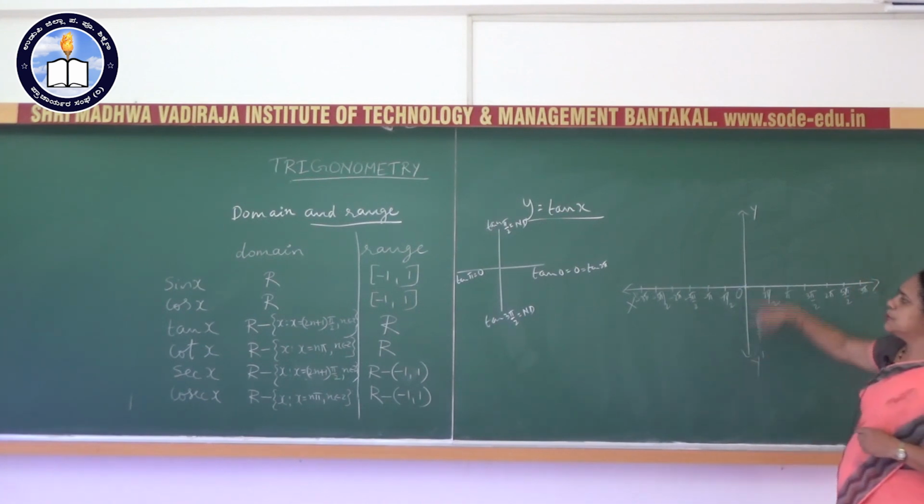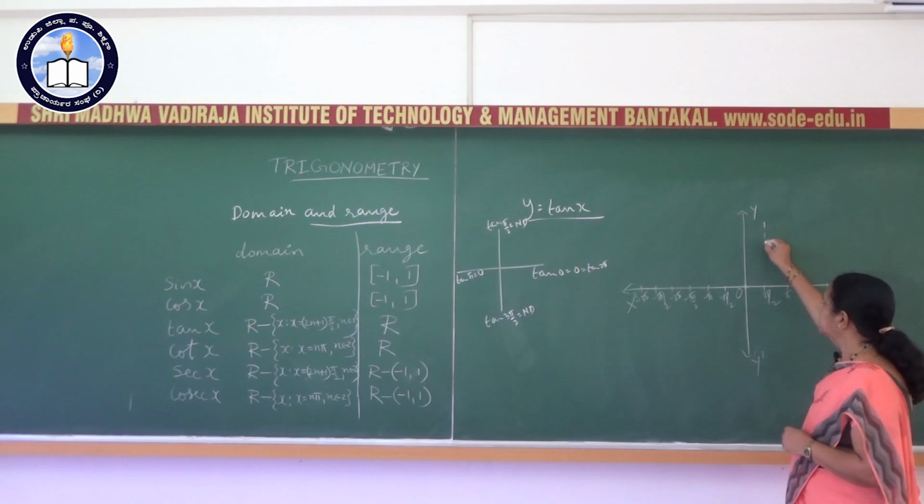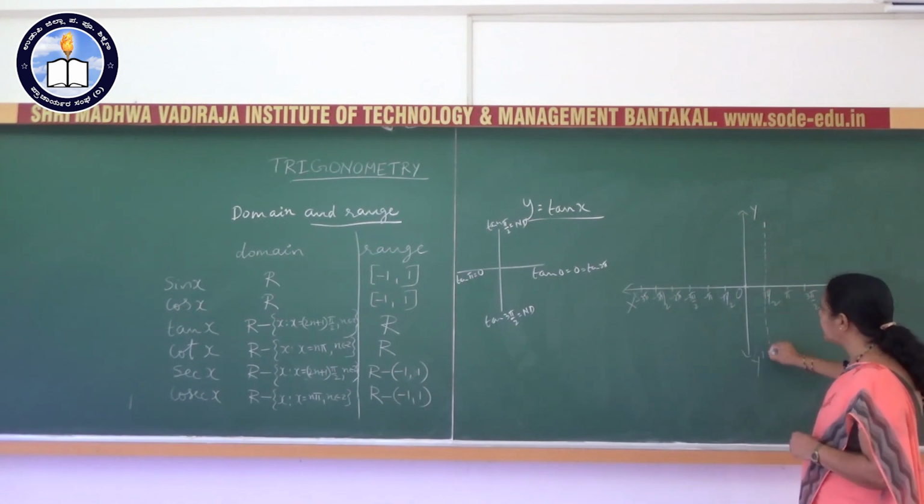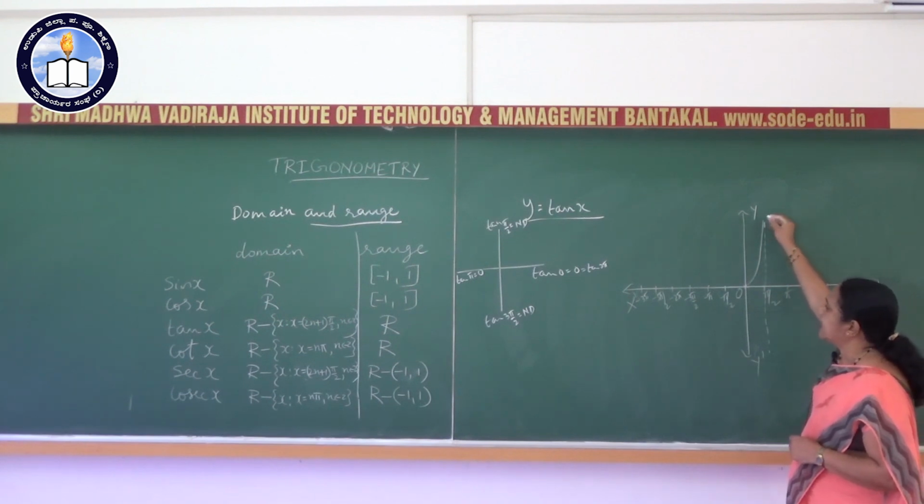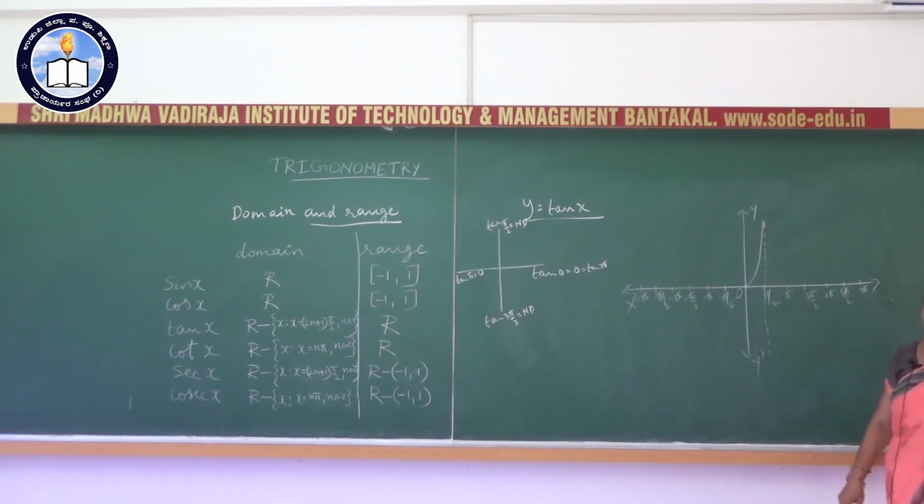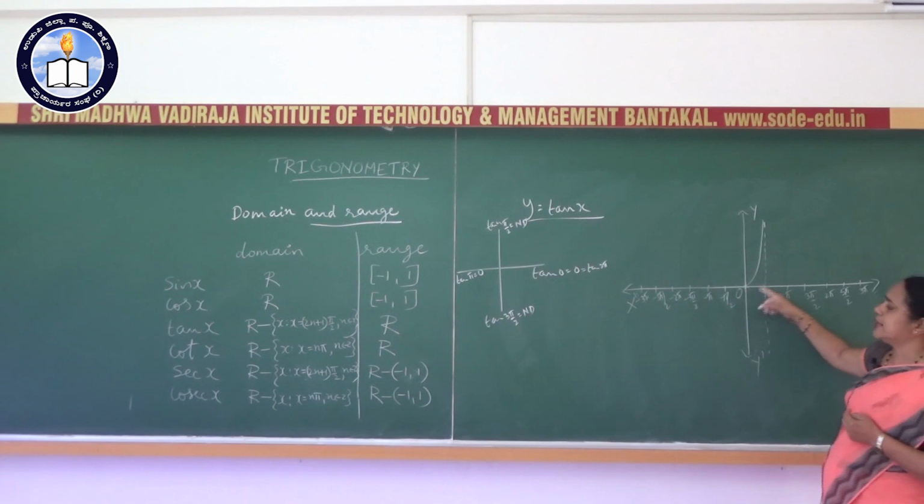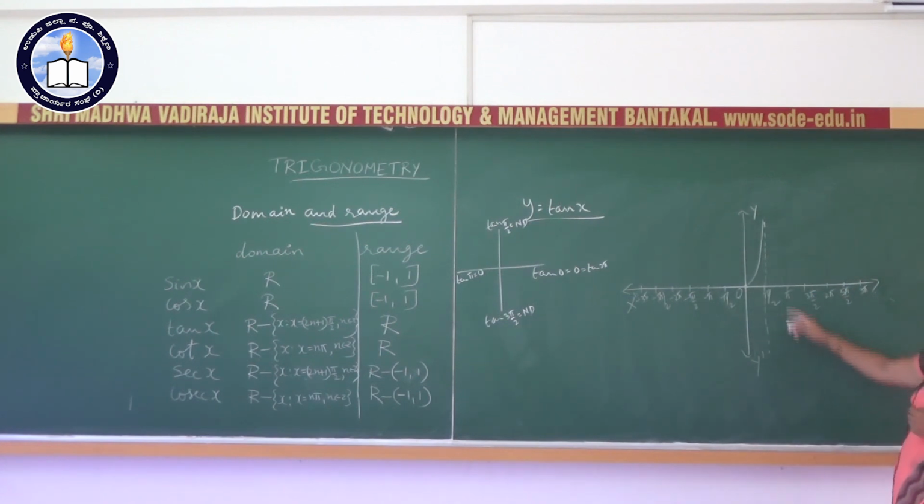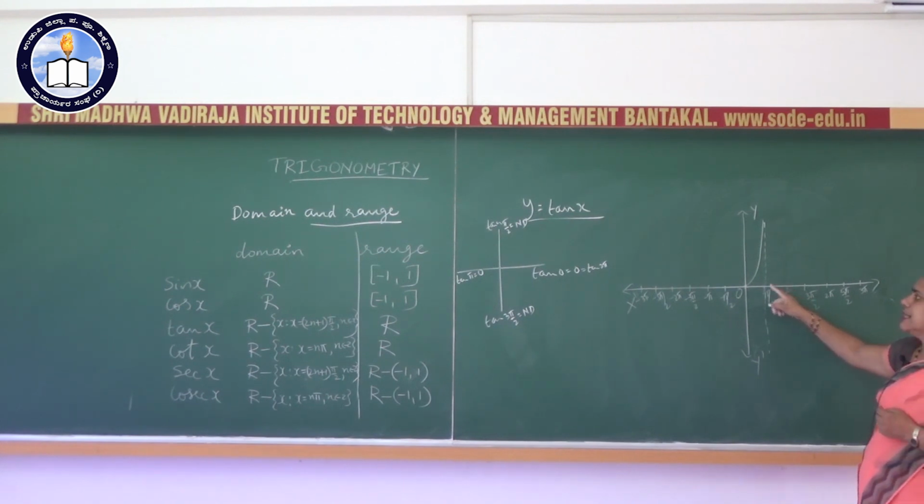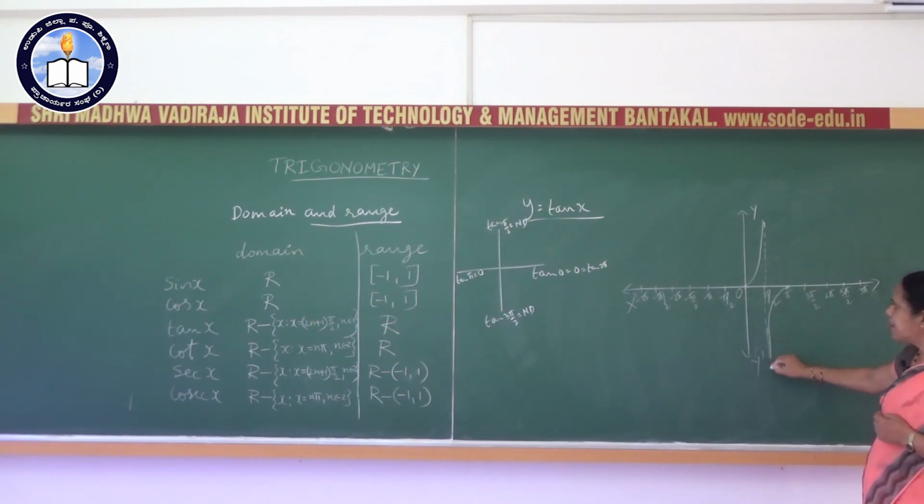Tan pi by 2 is not defined. So when x is equal to pi by 2, tan pi by 2 is infinity. In the first quadrant, tan is positive, so the graph lies completely above the x-axis. In the second quadrant, tan is negative. Tan pi is equal to 0. In the second quadrant, tan x is negative, so the graph lies completely below the x-axis.